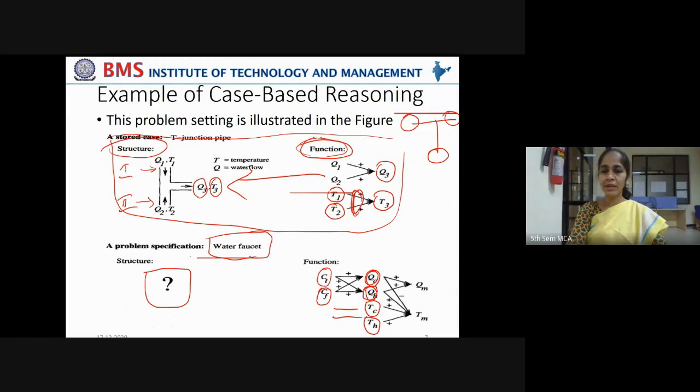Now, QC and QH combination may result in QM, and TC and TH, that is temperature cold and temperature hot, hot temperature and cold temperature, may result in temperature TM. As I said, it should not double the temperature when two types of temperature are coming in. It should regulate. Some algorithm has to be written in order to regulate and get this temperature TM. Okay, this is how the functionality is mentioned.